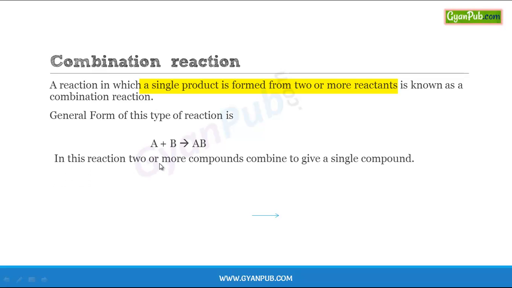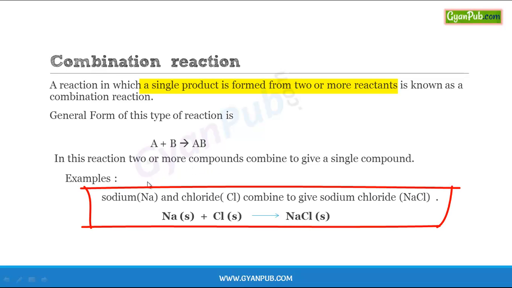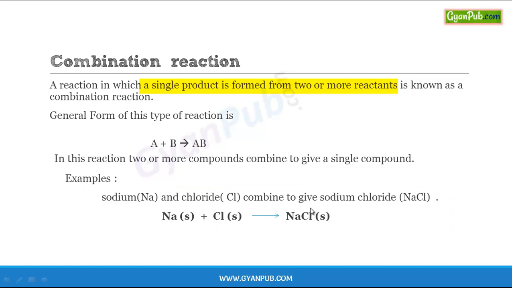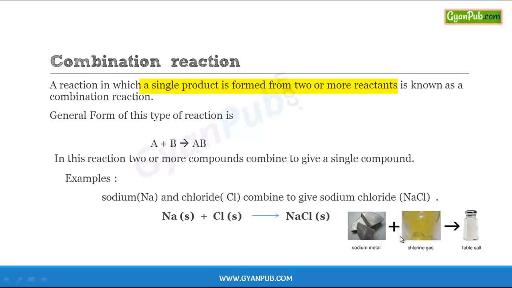So in this reaction we can observe that two or more compounds combine to give a single compound. For example, consider table salt, that is sodium chloride. Sodium, whose chemical symbol is Na, and chlorine, whose chemical symbol is Cl, combine to give sodium chloride, that is NaCl. This is a combination reaction. Here we can see the diagram of sodium metal and chlorine gas, which combine together and give table salt.